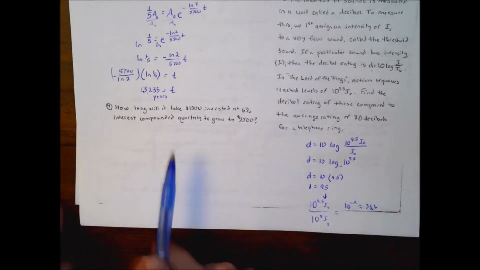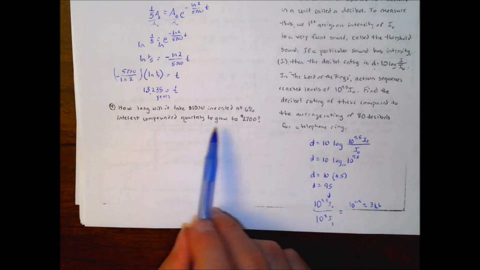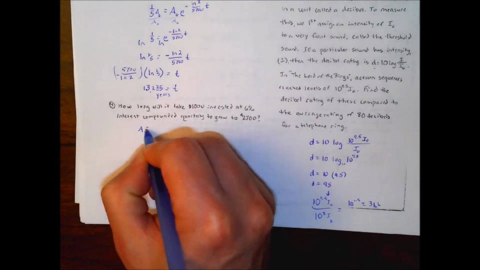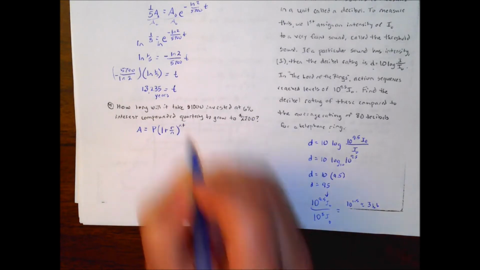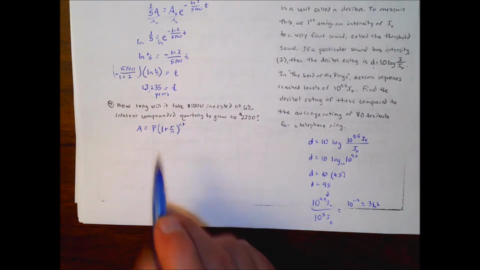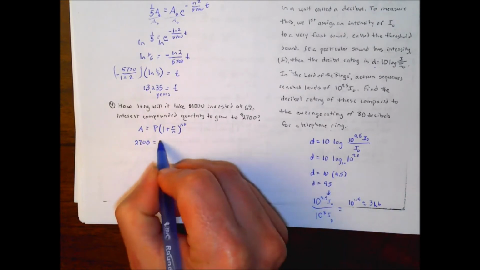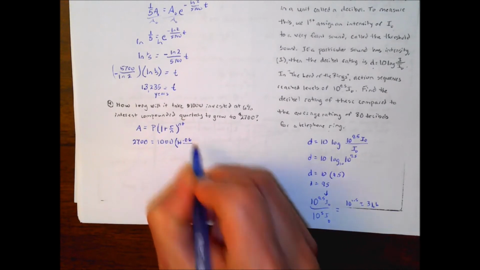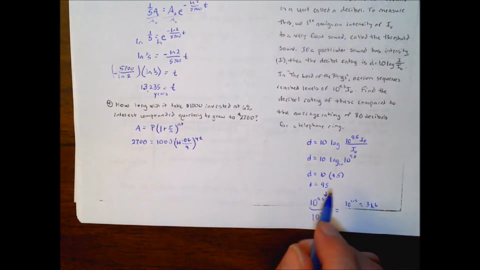Number 4, how long will it take $1,000 invested at 6% interest compounded quarterly to grow to $2,700? If you remember, this is the equation we used a couple days ago when it was compounded quarterly or monthly or daily. If it's continuous, then we use the e. So we want it to equal $2,700, and we put $1,000 in. Our rate was 0.06. Quarterly is 4 times per year, and we want to solve for the t.